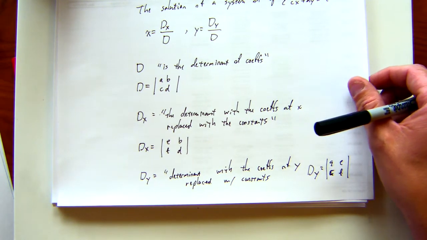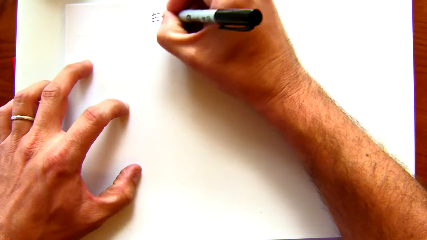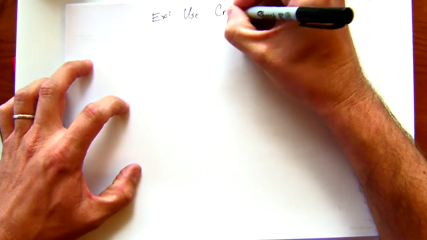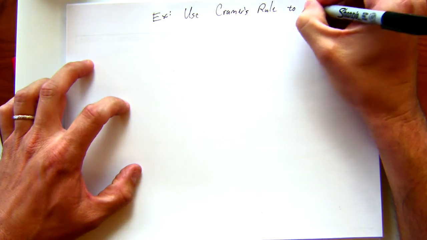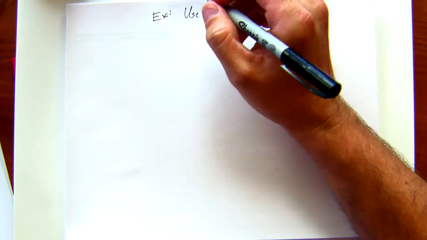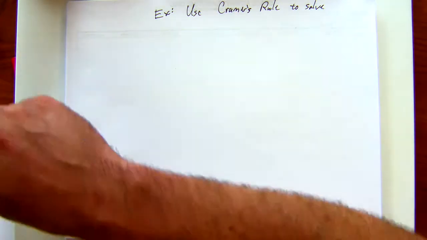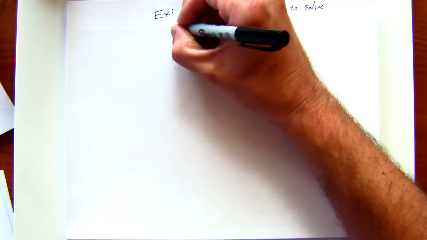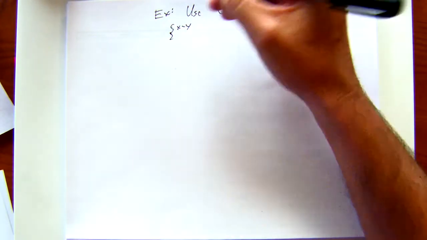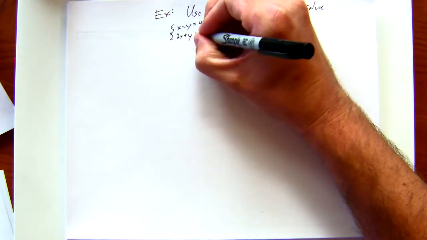You guys ready for an example? Too much theory and not enough example? I'm going to move on. So let's look at an example. We want to use Cramer's rule to solve the system: x minus y equals 4, and 2x plus y is equal to 5.